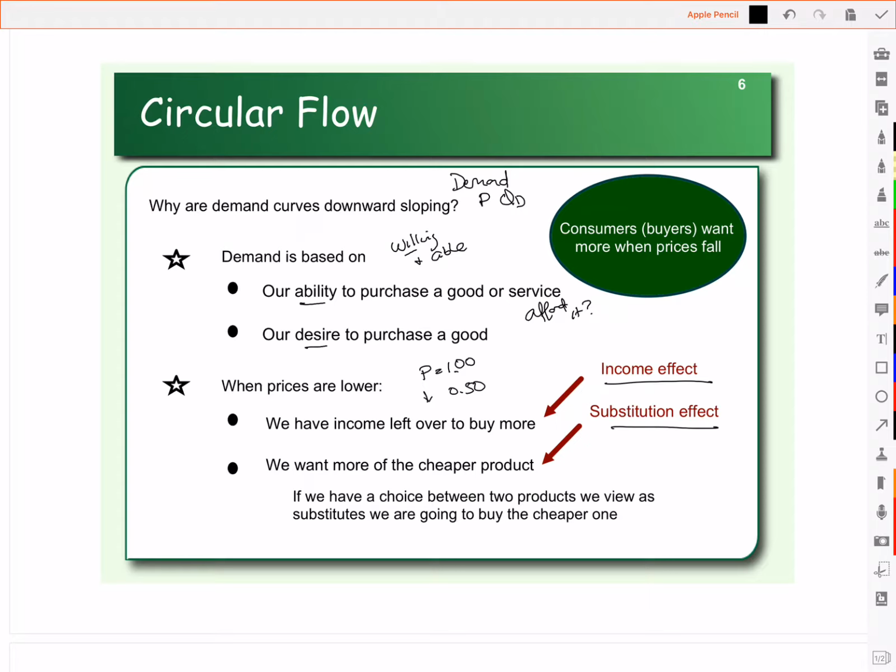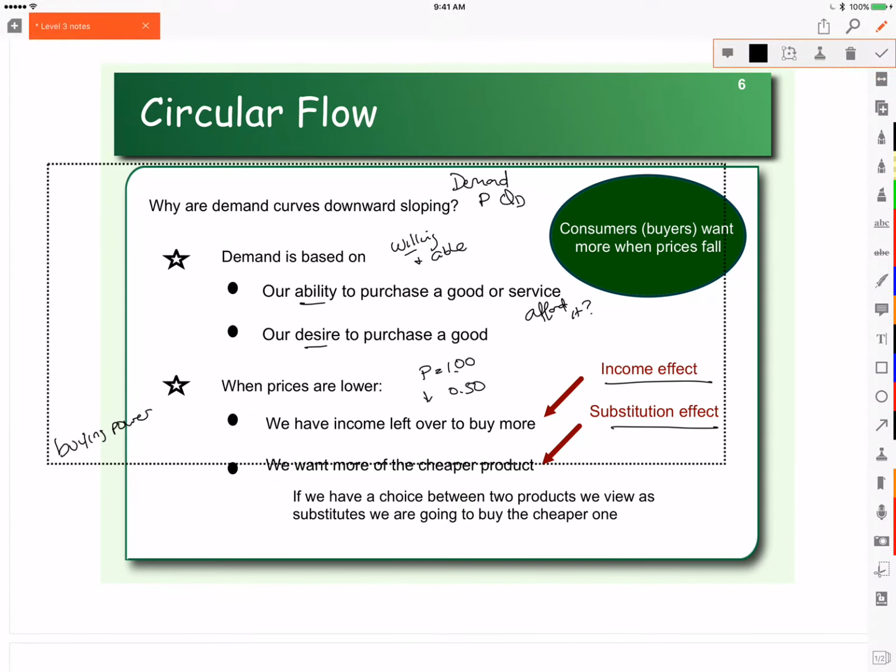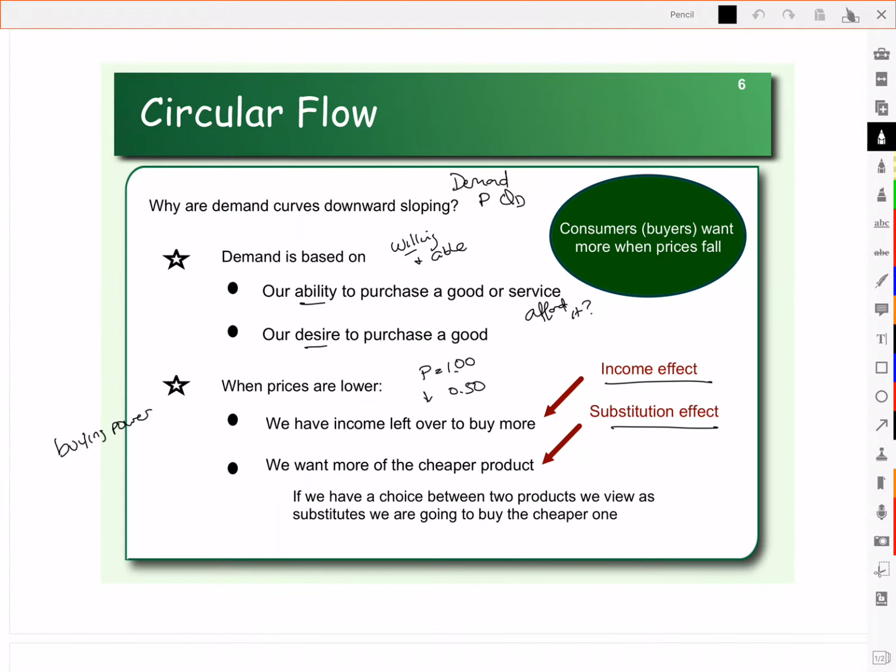But it's not your actual income, it's not your paycheck that has changed. What has changed is your buying power, right? You can now get more with your money. And so we call this real income. So real income is your buying power, what you can get for your money. And so your real income goes up when the price goes down. Price goes down, real income goes up. You can get more for your money.